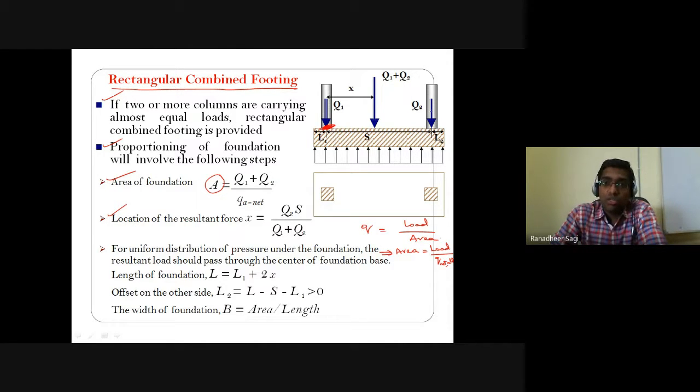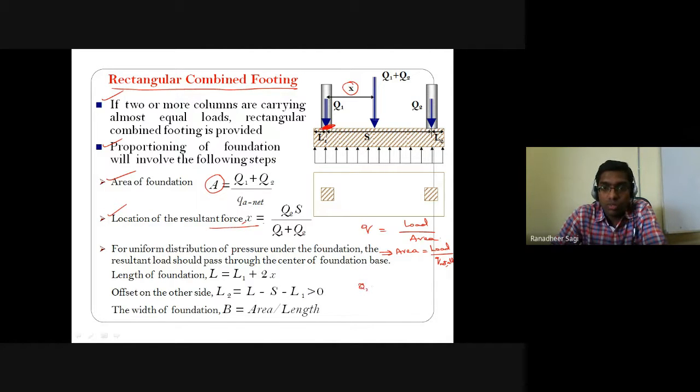So what I'll see is Q2 into S, where the center to center spacing between those two columns is S, has to be equal to Q1 plus Q2 into X bar. X bar is what we are calling the centroidal distance: at what distance from the center of column 1 the resultant force is going to be passing through. So that position of the resultant force X I can write as Q2 into S by Q1 plus Q2.